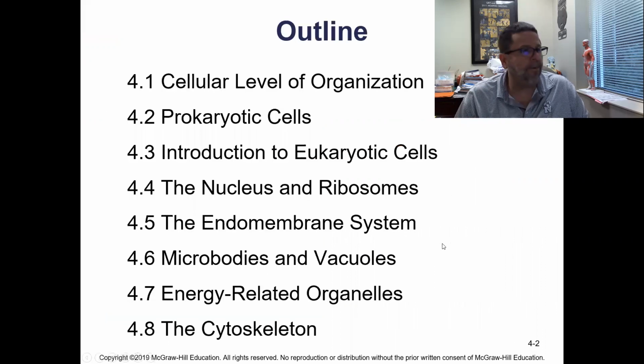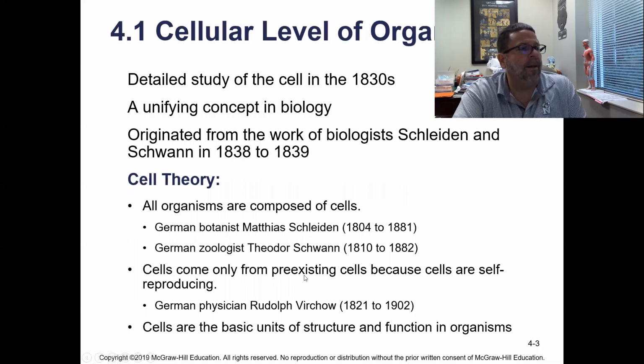Okay, so chapter 4 is going to go over the difference between prokaryotes and eukaryotes, the organelles and endomembrane system, and then microtubules, vesicles, and vacuoles, and then I just run through the basic parts of what's in the cell. Okay, so let's go through it quickly.